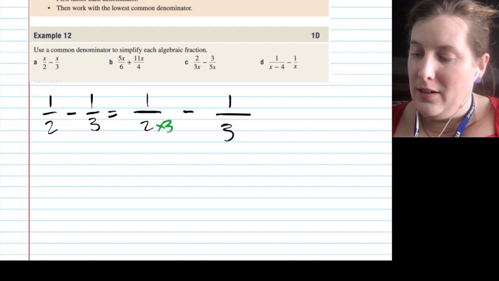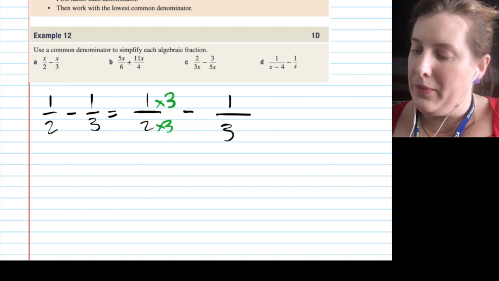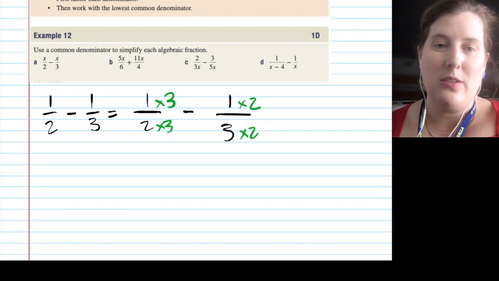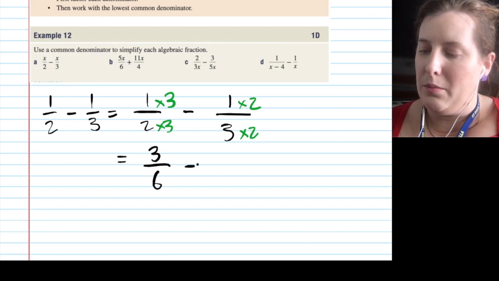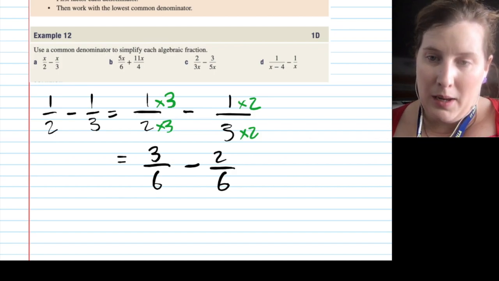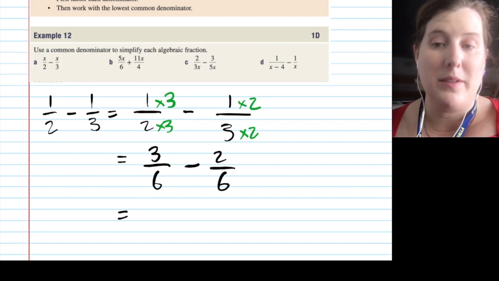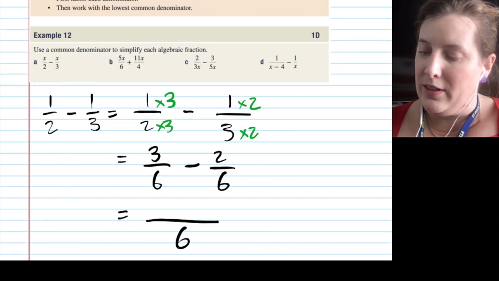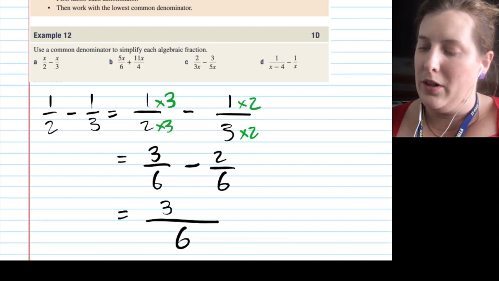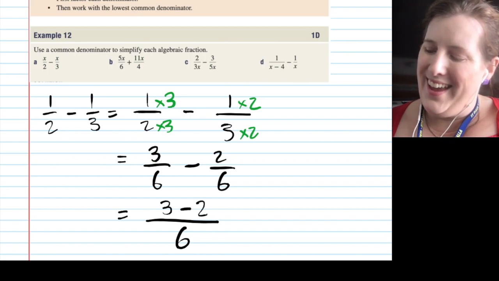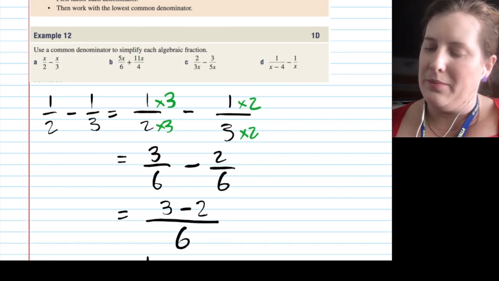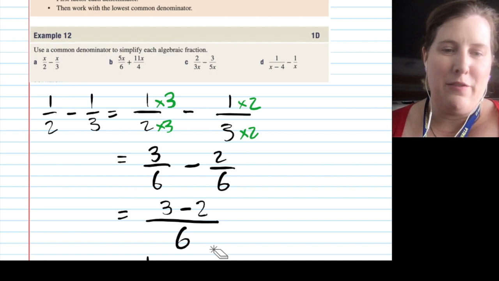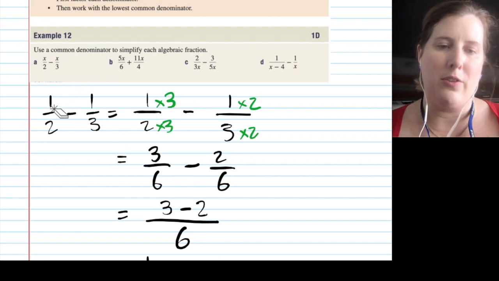So 2 times 3, and don't forget, what I do to the bottom, I have to do to the top. 2 times 2. So this question has become 1 times 3 is 3, 2 times 3 is 6, minus 1 times 2 is 2, 3 times 2 is 6. Now that I've got them the same, I can put the tops together and just have the bottom. I'm just going to have it over 6, which means I can just do 3 minus 2. And this is extension math, advanced mathematics, so I expect you to put this in your calculator. 1 on 6.